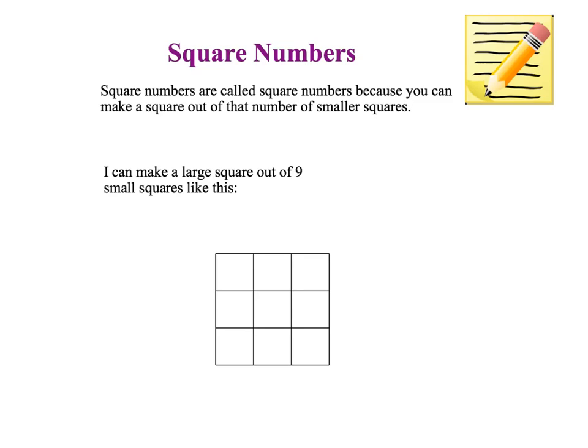Now we're going to talk about square numbers. Square numbers are called square numbers because you can make a square out of that number using smaller squares. For example, I can make a large square out of 9 small squares. These are called square numbers, so this is 3 times 3. Please write that down. You don't need to draw the picture, just write down the definition, please.